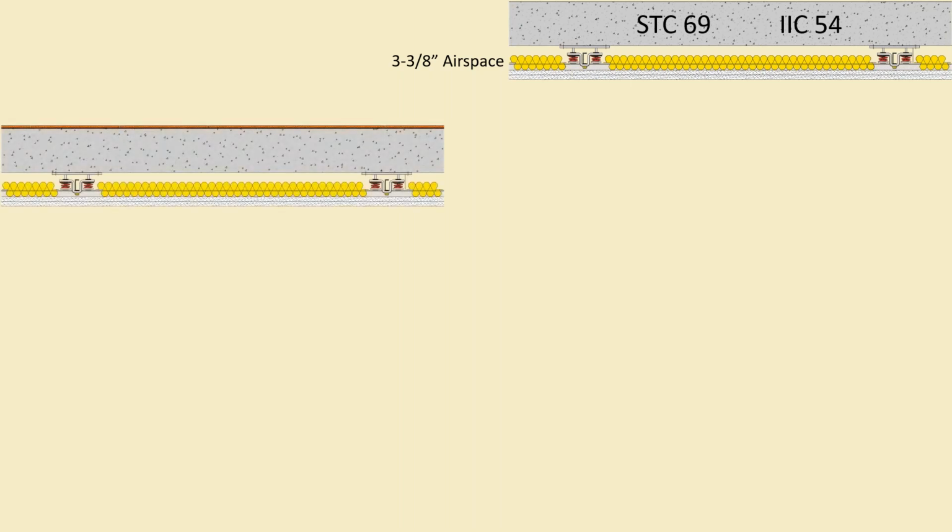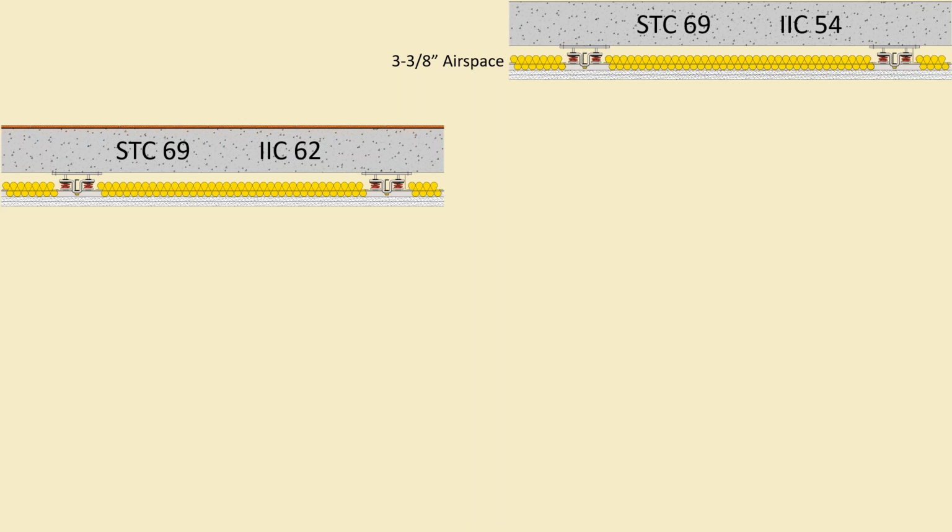On this one, we added just a thin little underlayment and some tile to it. And as you might expect, the STC stayed the same. We didn't add much mass to it, but the IIC, those impact numbers, did go up because of that rubber right at the impact of your feet, taking some of that damping ringing out of the concrete.